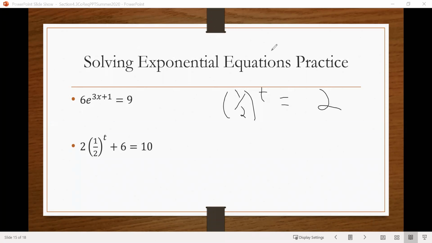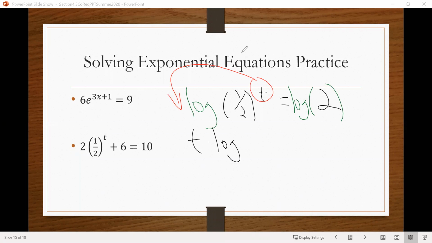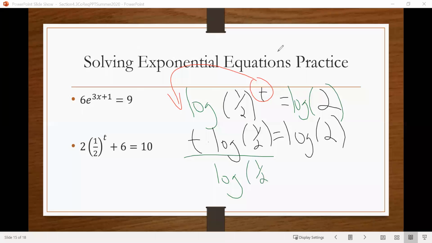We'll take the log or the ln on both sides. In this case, it doesn't matter since our base is not e, but we'll take the log on both sides. Remember that doing that allows us to take the exponent here and move it out to the front. So now we have t times log of 1/2 equals log of 2. Divide by log of 1/2 on both sides.